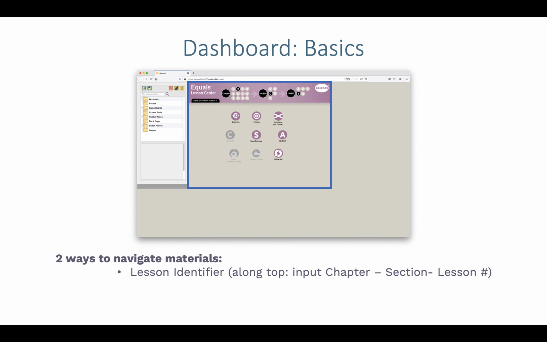The first way to access materials is to use the buttons along the top. As an example, I've selected Chapter 2, Section C, Lesson 4. Notice how the lesson components below have become activated. Once you input a specific lesson, you can then select a specific lesson component.